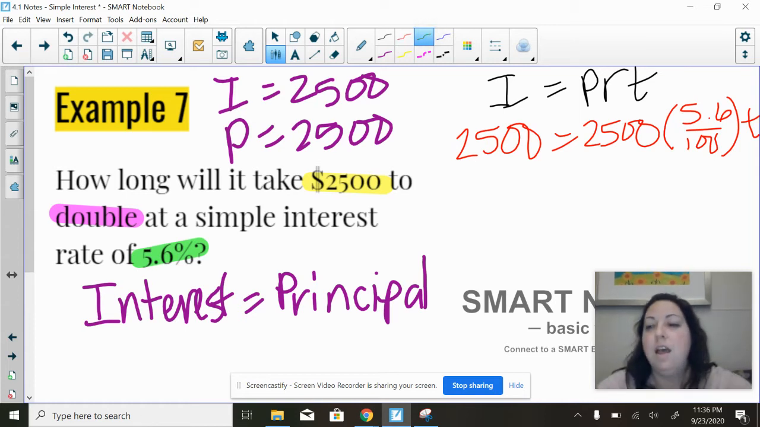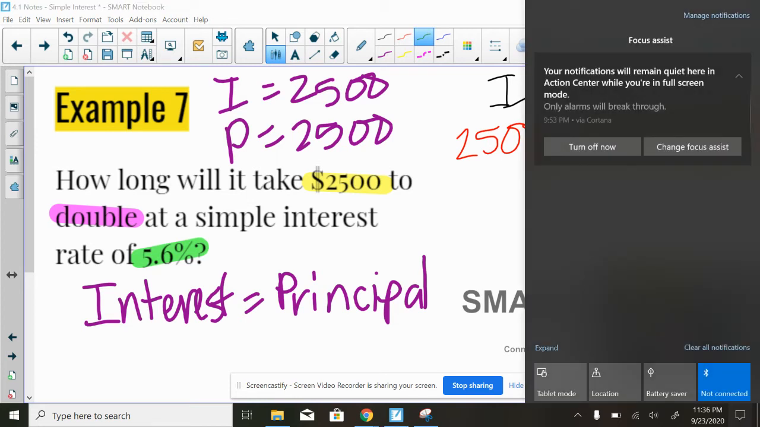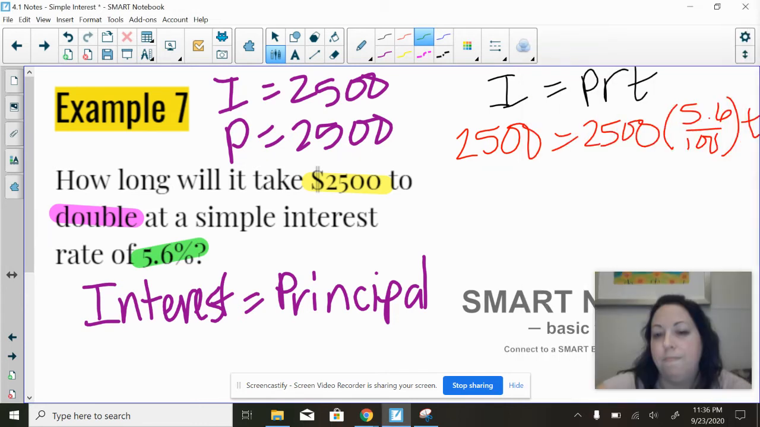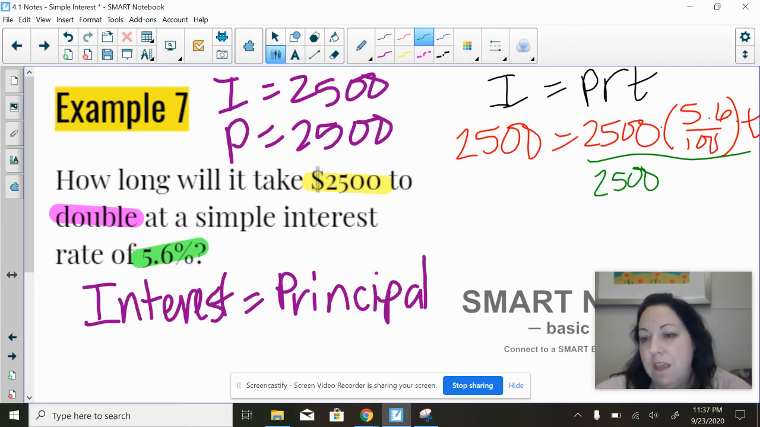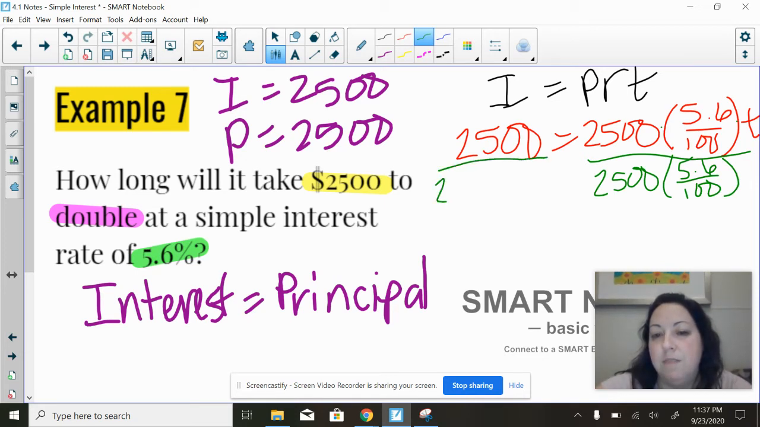I'm going to solve this one the same way that I solved for the principal. So if I want to get that time by itself, I'm going to divide by anything that's over here. So I'm going to divide by 2,500, and I'm going to divide by the 5.6%. I'm going to do the same thing on this side. I'm dividing by 2,500, and I'm going to divide by the 5.6%. This time, the principals cancel and the rates cancel so that you can just have the time value.